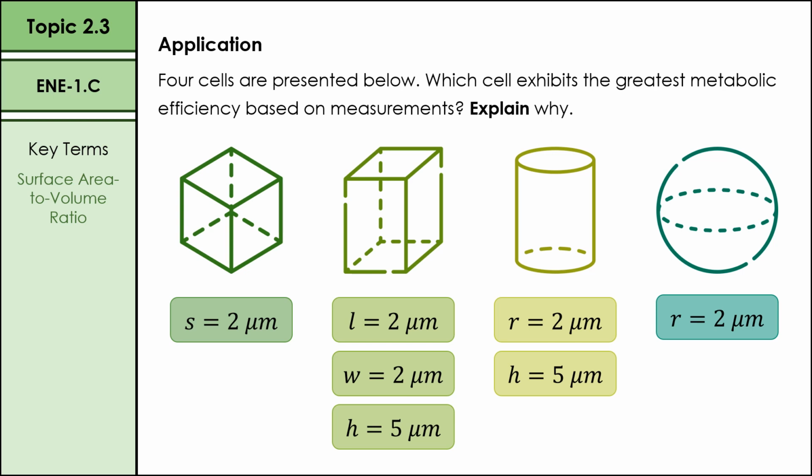So we're going to focus on 4 different cell shapes in terms of geometry. We'll have cubes, rectangular prisms, cylindrical prisms, and spheres. And each one of those has a unique equation by which we can calculate its surface area and its volume. So here is where I'm going to ask you guys to practice with those equations and identify which of the cells here exhibits the greatest metabolic efficiency based on its measurements. And record your answer on your sheet.